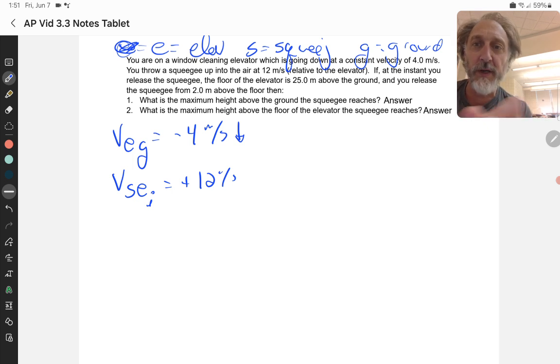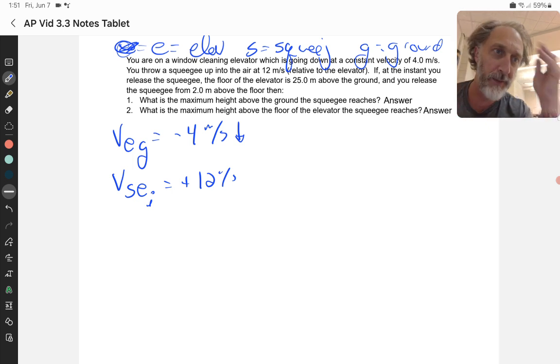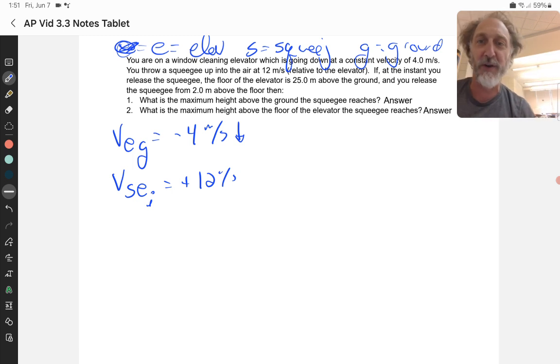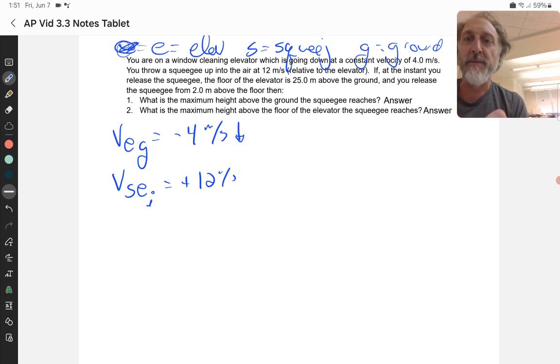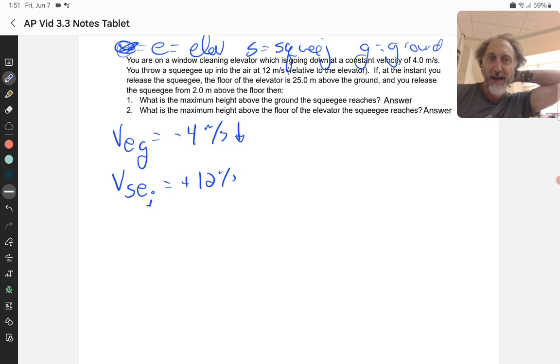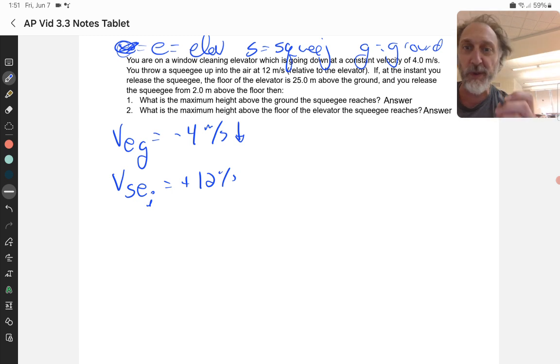All right, if at the instant you release the squeegee, the floor of the elevator is 25 meters above the ground, I'm not going to worry about that because we don't need to get all funky with the notation. So the instant you release the squeegee, the elevator is 25 meters up and the squeegee is 2 meters above the floor. All right, so question number 1, what's the maximum height above the ground the squeegee reaches?